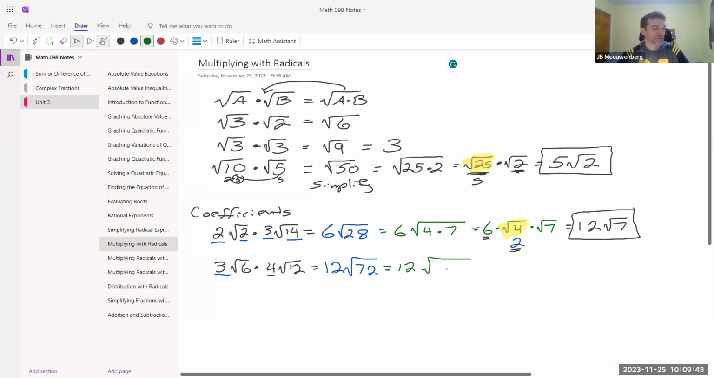We split up 72. Now, you might initially treat this as 9 times 8. But if you examine it further, you'll see that 8 actually has another perfect square inside of it. So the better option is 36 times 2. Then we can separate it into 12 times the square root of 36 times the square root of 2. We take the square root of 36, which is 6. We do 6 times 12 here, and we get 72 radical 2.